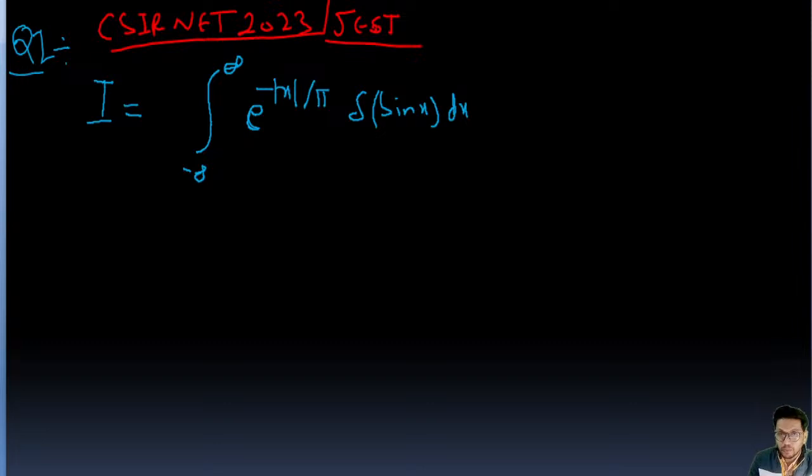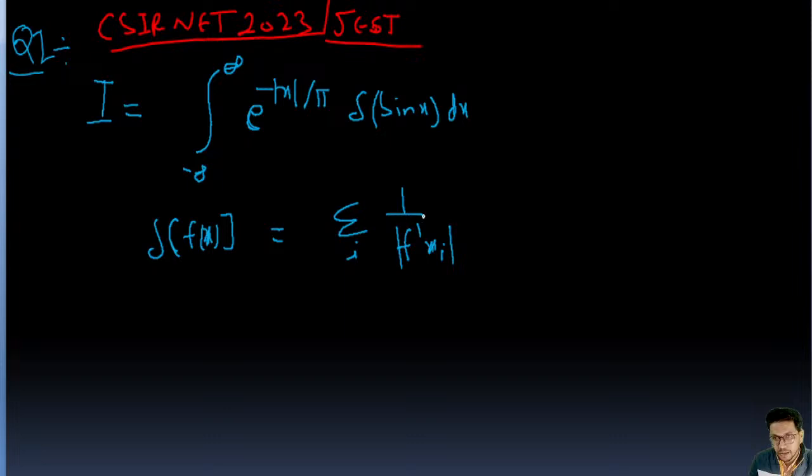I have already explained property number 8 of the Dirac delta function. That is, the Dirac delta of any function, delta of f(x), is equal to the sum over i of 1 upon mod f dash of xi, times delta of x minus xi. This I have already discussed. We'll use this property and solve this question.